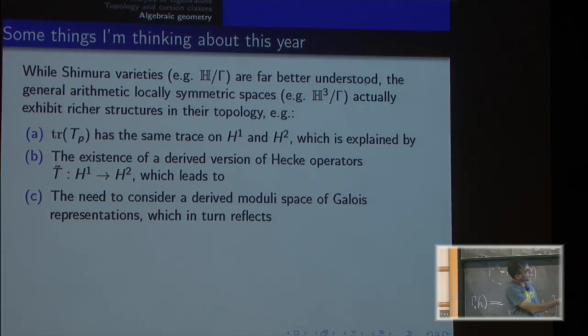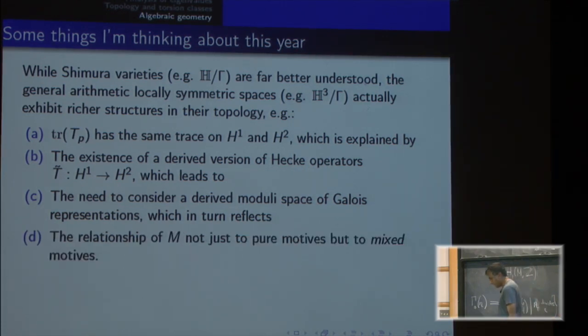And these two things are reflections of what I think is the deepest thing, which is that I think there are many indications that manifolds of this Bianchi type are naturally related not just to pure motives, but to mixed motives. The pure motives I mentioned earlier are a kind of semi-simple version of a subtler object called mixed motives. One of the things I hope to understand this year is better how these mixed motives are related to the cohomology of these arithmetic groups. So I'll just say one last thing about this point D.